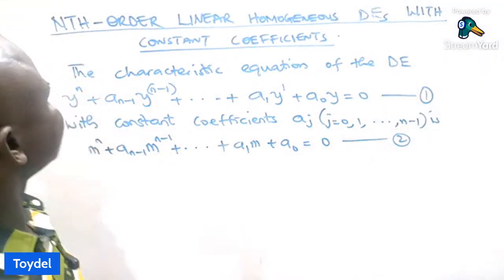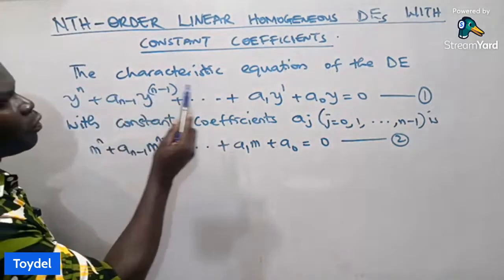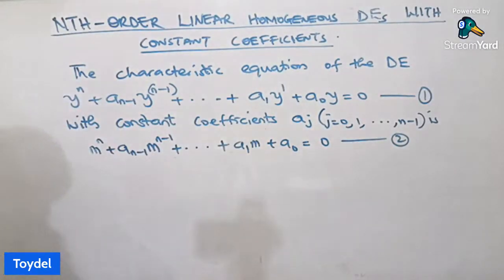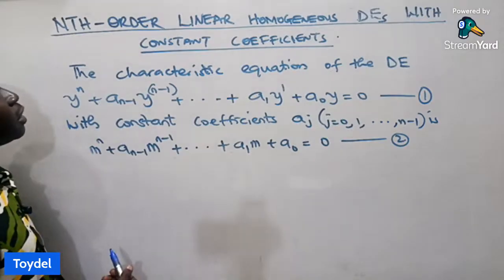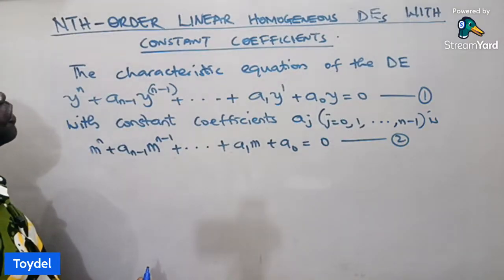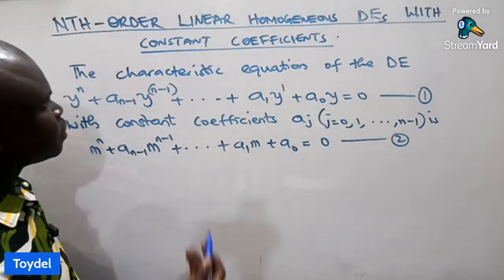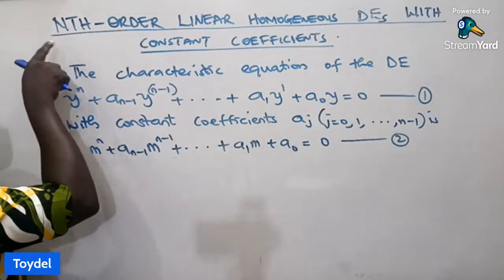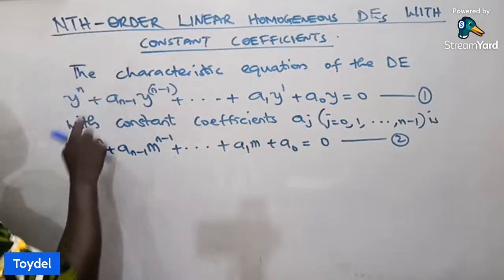Today we want to look at nth order linear homogeneous differential equations with constant coefficients. In our last class, we discussed the solution of second order linear homogeneous differential equations with constant coefficients. But in this case, I want to do the generalization, which is nth order.